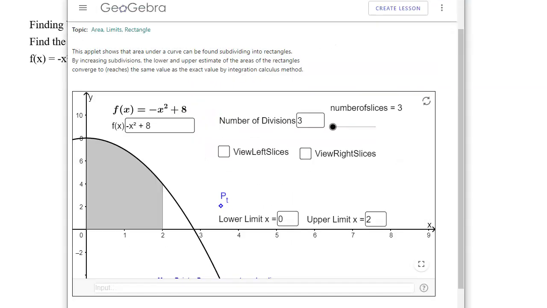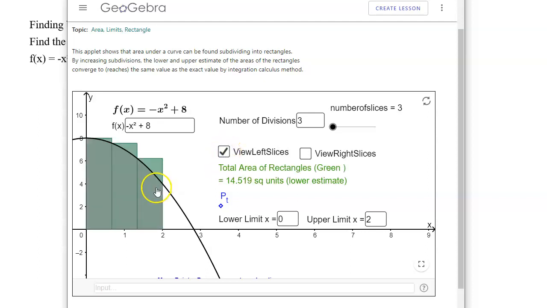But before we do this, we need to take a look at what the graph looks like and what we're talking about. So here's my function, f(x) = -x² + 8. I just plugged it in here. And we want the area of this shaded region from 0 to 2 on the x-axis up to the function. There's a couple ways you can do this. We're going to start out with the basics of summation notation, and we're just going to slice it into rectangles.